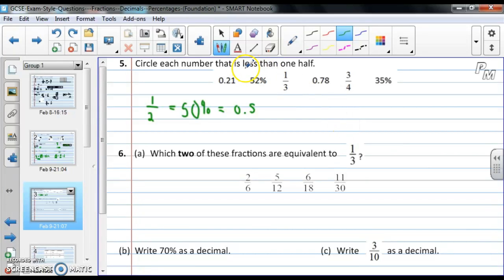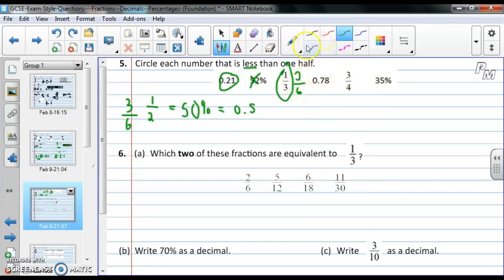So we're looking for numbers that are less than 1/2. If I look at this, 0.21, that's going to be less than 0.5, so that's good. 52%, that's more than 1/2. 1/3, if I was looking for equivalent fractions, I can multiply 2 times 3 and I can turn both of those into sixths. Sixths, difficult one. So 1/2 is going to be 3 out of 6, and 1/3 is going to be 2 out of 6. So 2 out of 6 is less than 3 out of 6.